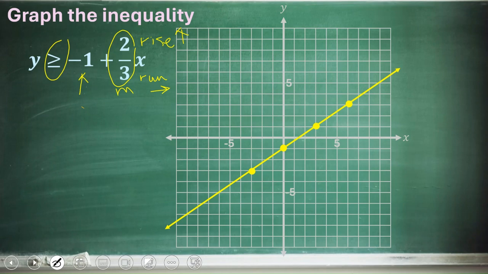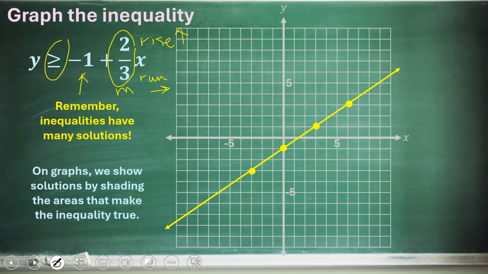Here's where things get different. Remember, inequalities have many solutions. Equations do not. So we have to show all the solutions through shading. So basically, we are going to shade the area in which there are a large number, an infinite number of solutions. So here's how I like to do that.